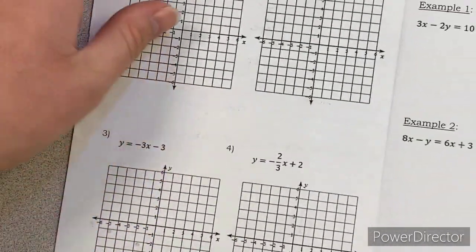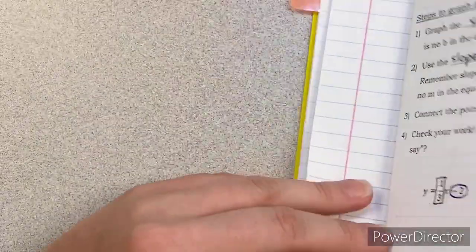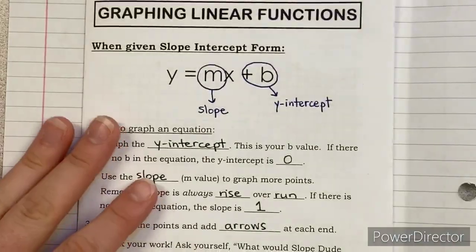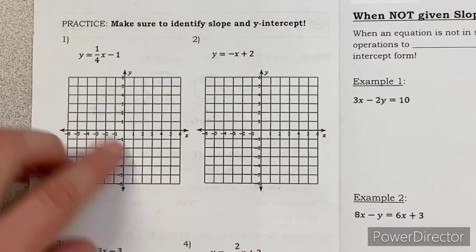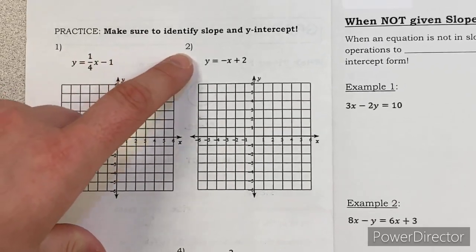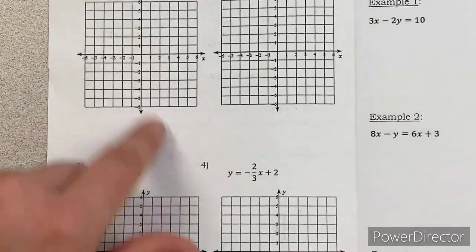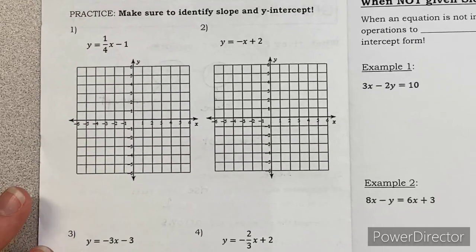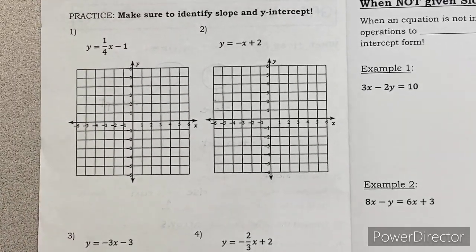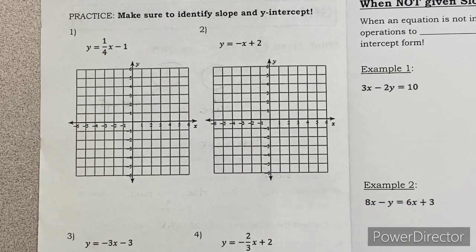So we are going to practice graphing some. I'll do one more with you, and then I'm going to let you practice on your own. So get situated. On the left hand, it says practice, make sure to identify slope and y-intercept. And there are 4 different graphs, and we're just going to practice graphing them. Actually, I'm going to do 2 of them with you. I'm going to do number 2 and number 4, and then I'll have you do 1 and 3.